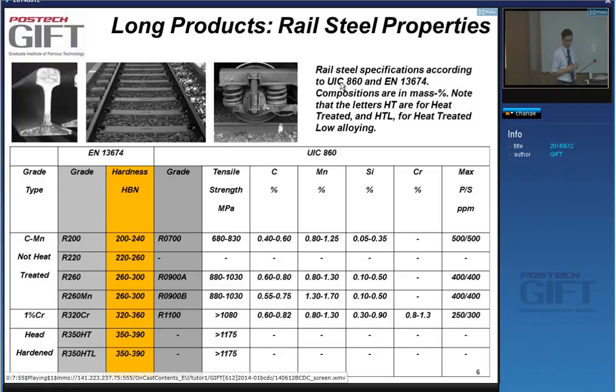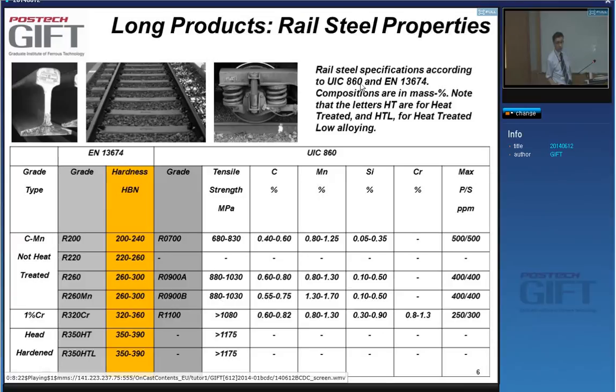Because of historic reasons, these European standardizations are important. There is one that's famous, the UIC, which stands for Union Internationale des Chemins de Fer. That's an international body that has standards for rails. And there is a European normalization standard also.